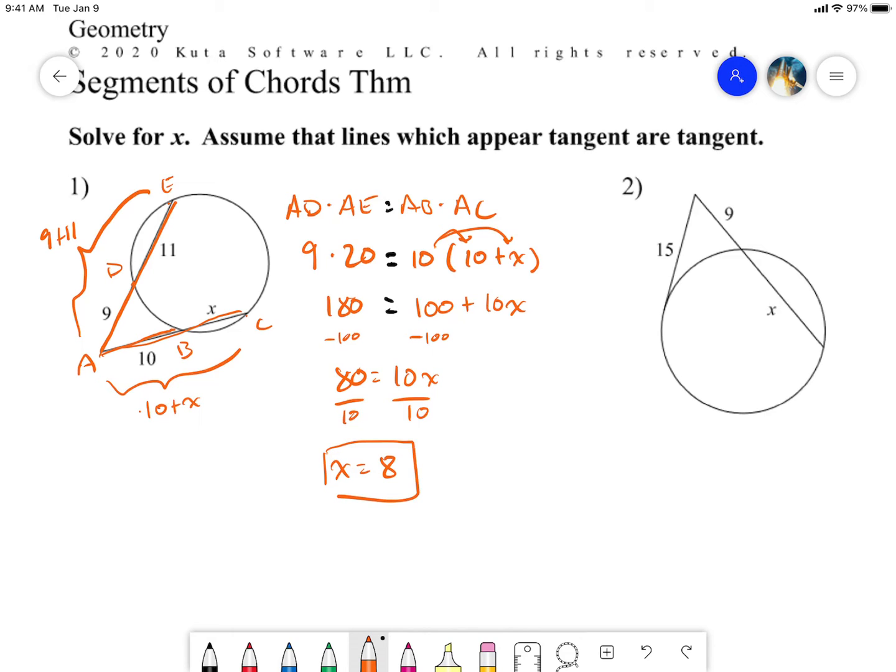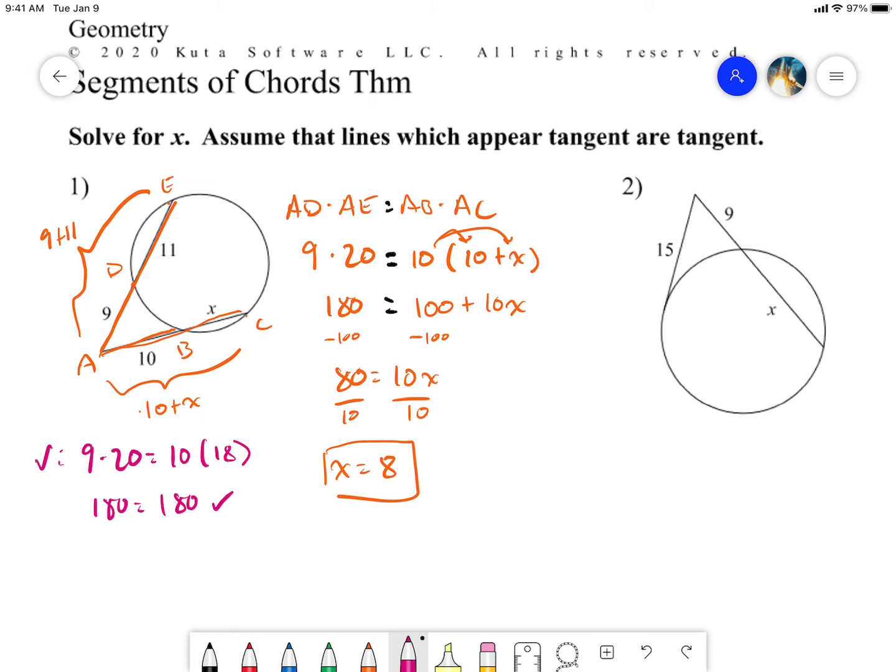Now again, I do want to check this though. So I'm looking at AD: does 9 times 20 equal 10 times 10 plus 8, which is 18? Well, 9 times 20 is 180. 10 times 18 is 180. So we're good.